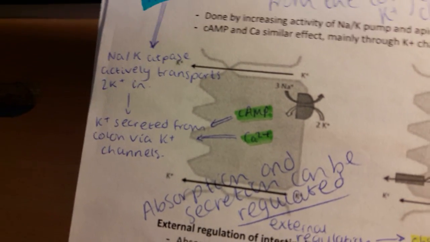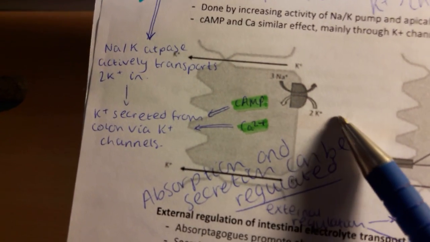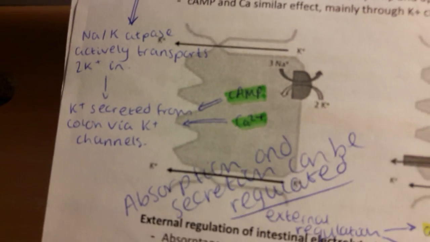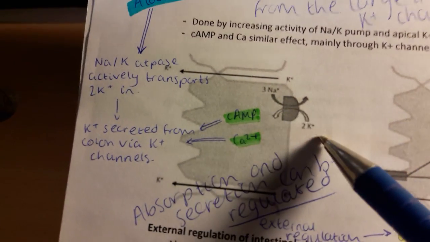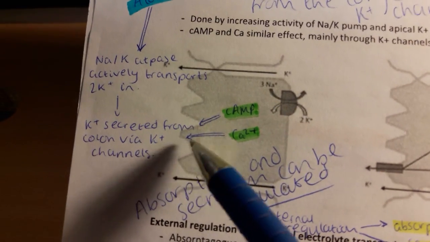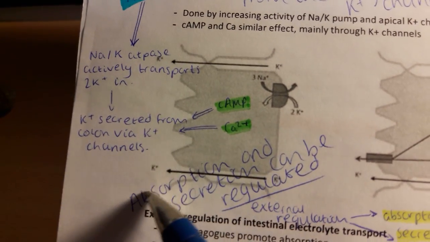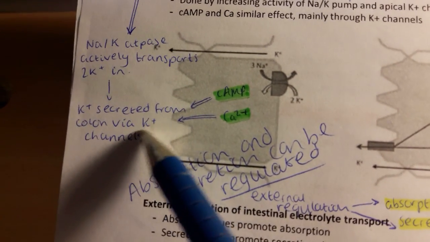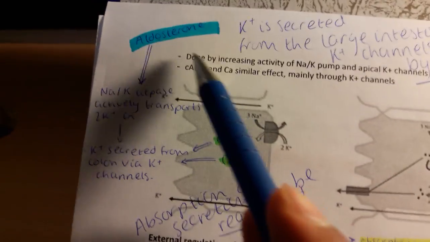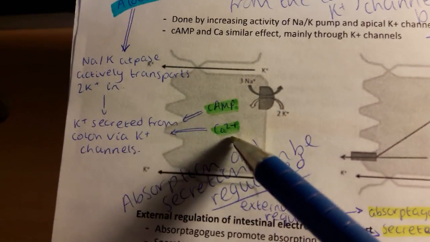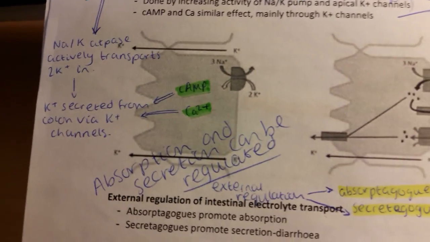So what happens is, you remember this channel that I mentioned on the basolateral side, the sodium potassium ATPase. That pumps 3 sodium out and 2 potassium in, and the potassium is then secreted from the colon via these channels, via potassium channels basically, and it's stimulated by aldosterone, cAMP, and calcium.